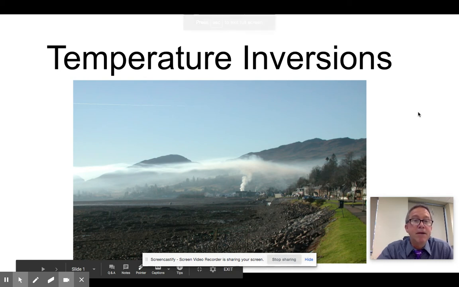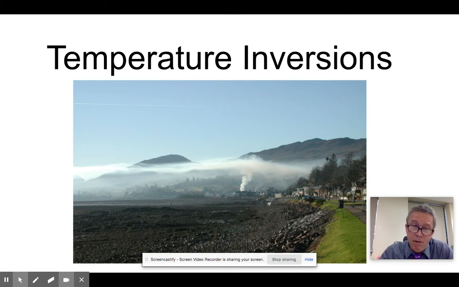Okay, let's learn about temperature inversions and see what the heck they have to do with air pollution. You might guess by looking at this picture, they have something to do with it. Wow, that's an awesome picture.